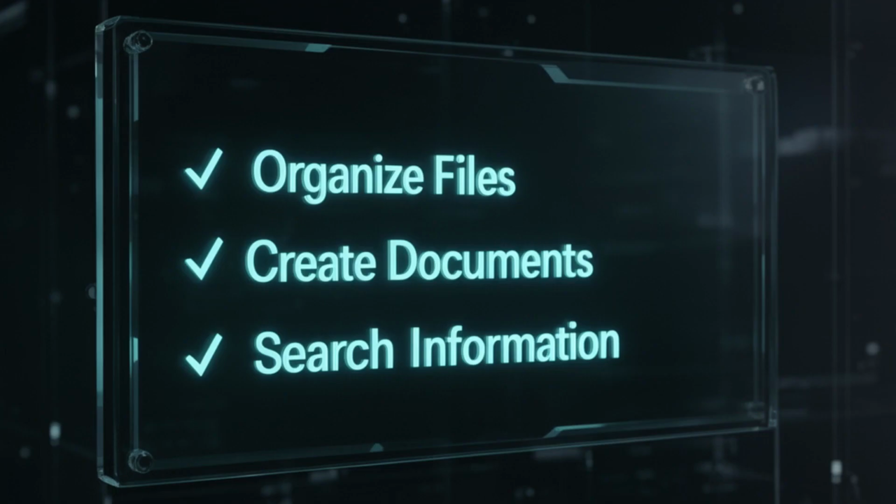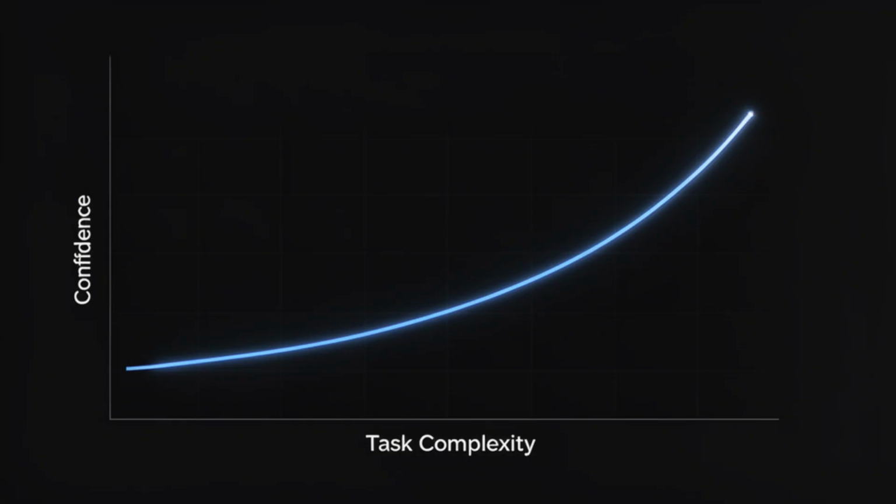First, start small. I cannot stress this enough. Don't immediately try to automate your entire workflow on day one. Start with simple, low-stakes tasks. Ask OpenClaw to organize files, create basic documents, or search for information. Get a feel for how it thinks and operates. As you build confidence, gradually increase the complexity of your requests.